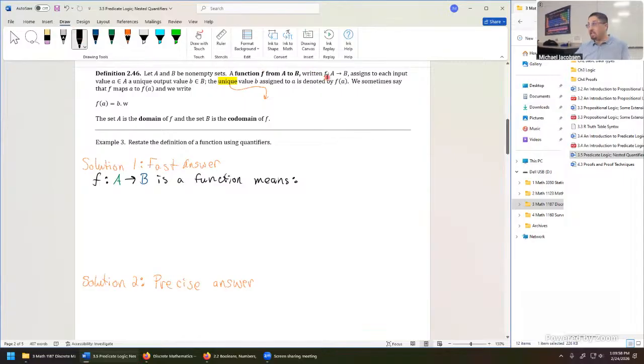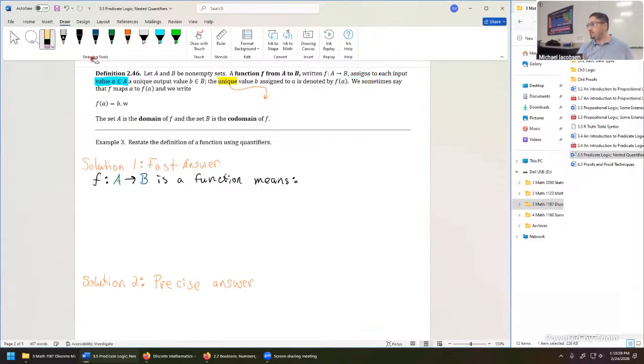It says f mapping A to B assigns to each value a in A. When they say to each, that's just a different way to say for every or for all a in A, we're going to assign an output value. So it's right here, assigns to each input value a in A, because this is saying essentially for all, for every, or to each. There's lots of ways to say it. We begin with a universal quantifier.